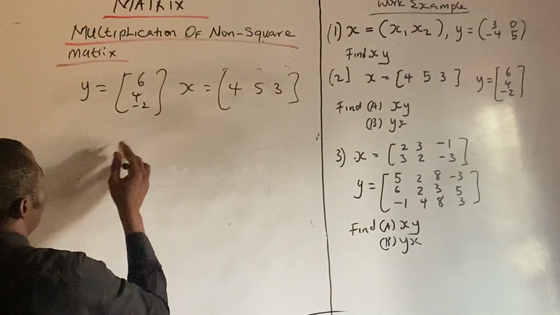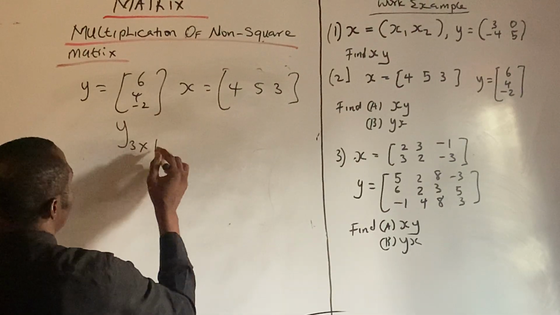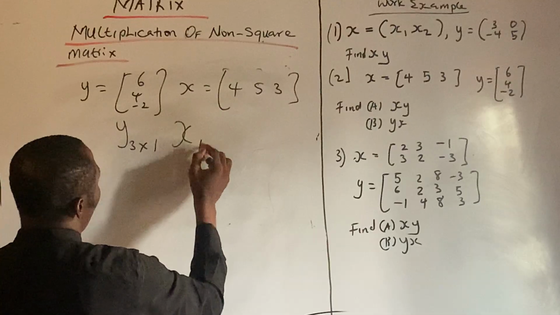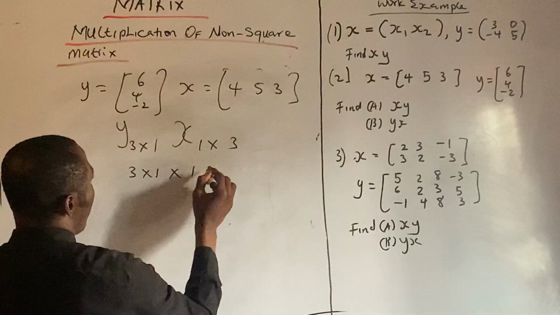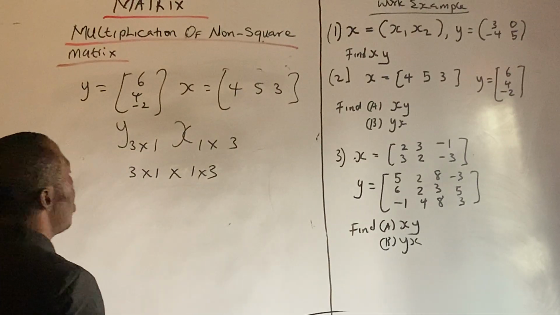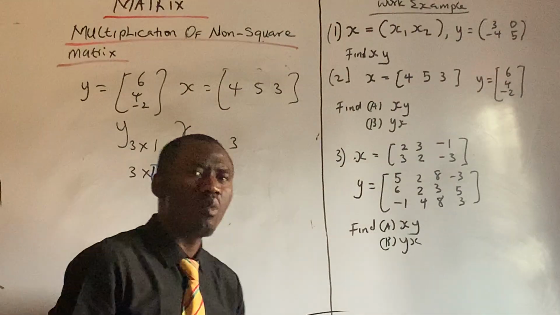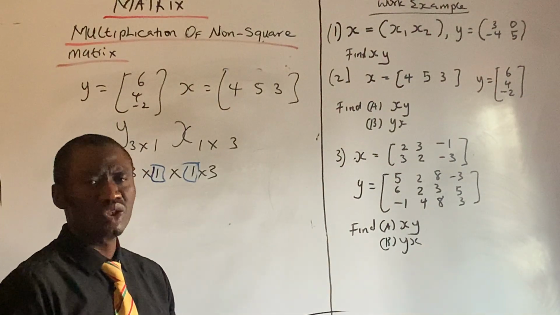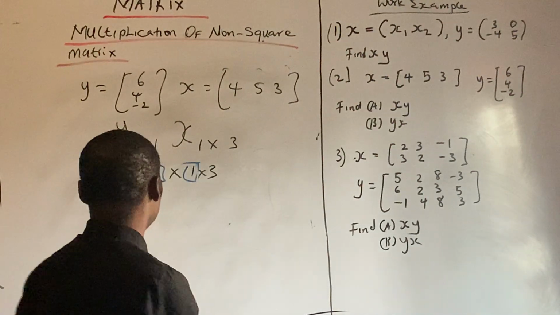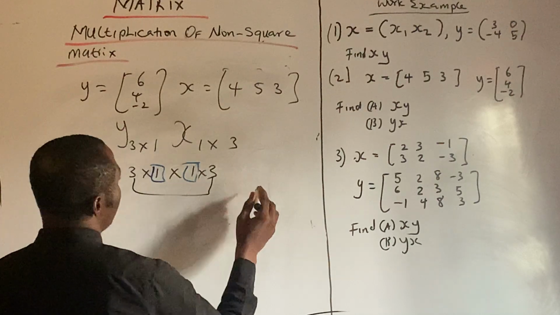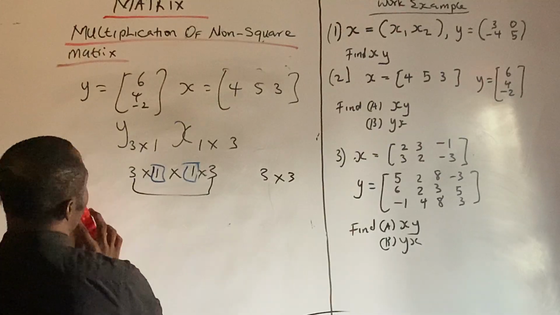So let's find the size of y. Y is 3 by 1, and then x is 1 by 3, so we have a 3 by 1 matrix multiplied by a 1 by 3 matrix. Recall that this and this are the same thing, and whenever they are the same, you can continue with the operation. But if they are not the same, that kind of matrix does not exist. All right, so the order of the result will be 3 by 3. Now let's solve the mathematics problem. And let's go to the board.